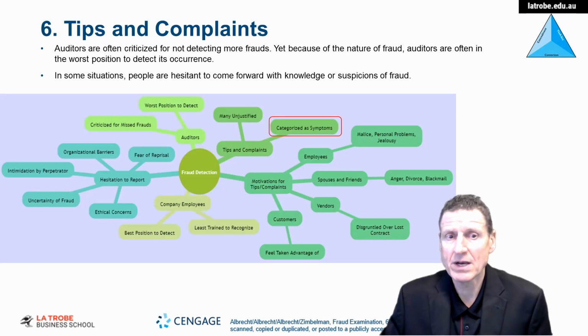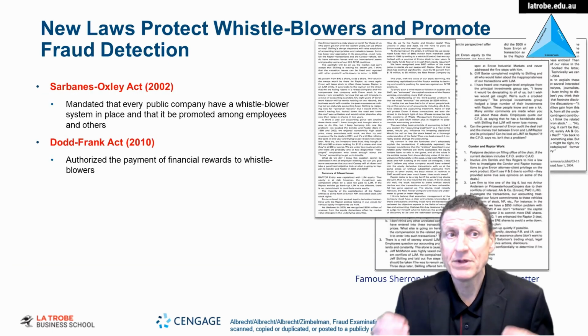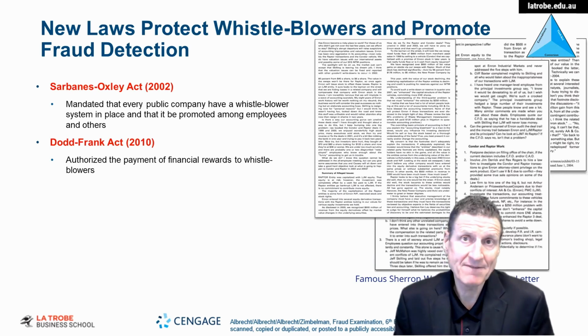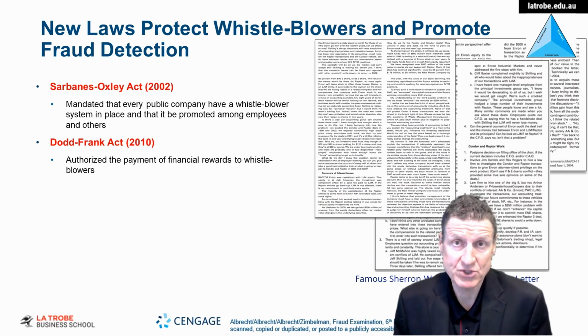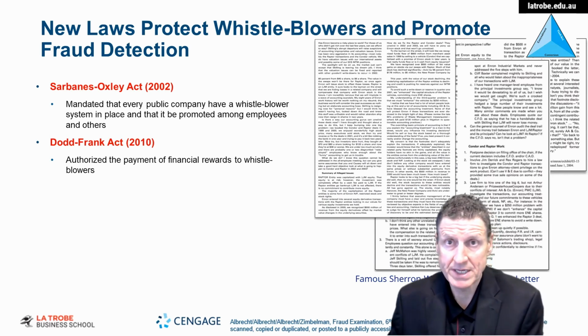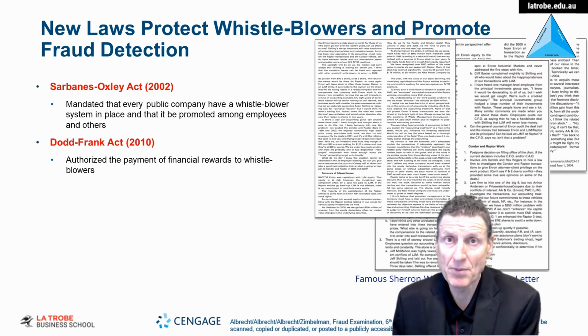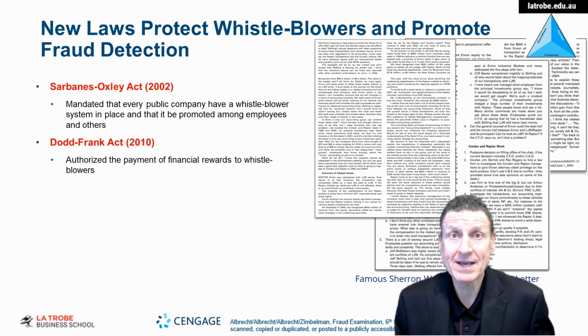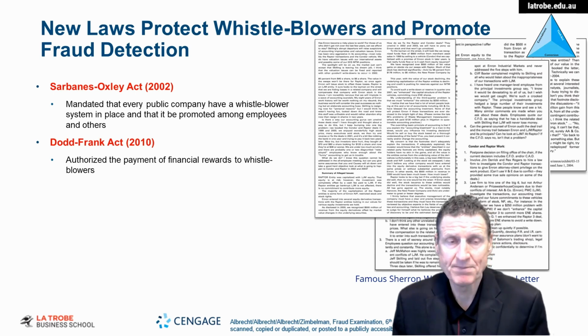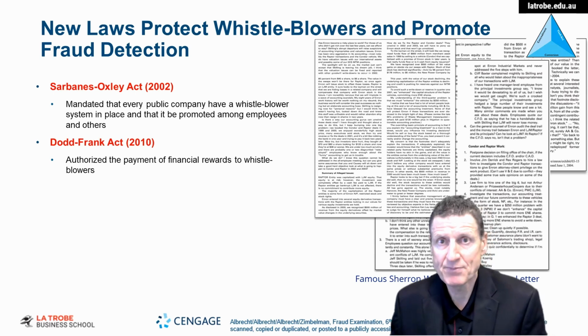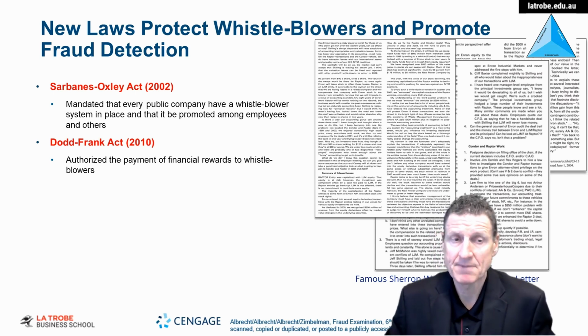And so with that, I want to leave you with the new laws that were brought in after the Enron debacle. There was Enron at the beginning of this century, the largest electricity trader in the US, the 7th largest company in the world at one stage. The new laws to protect whistleblowers and to promote fraud detection. All public companies in the US today have to have a whistleblowing hotline and a system in place, and it needs to be promoted among employees and others.